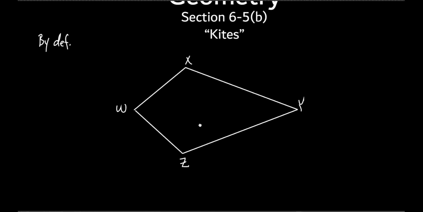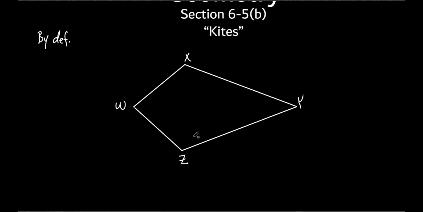What's equal to what? Give me letters. WZ? All right, what's it equal to? Good. Because they're what? What's your definition say? They are what to each other? They're consecutive sides. That's right.